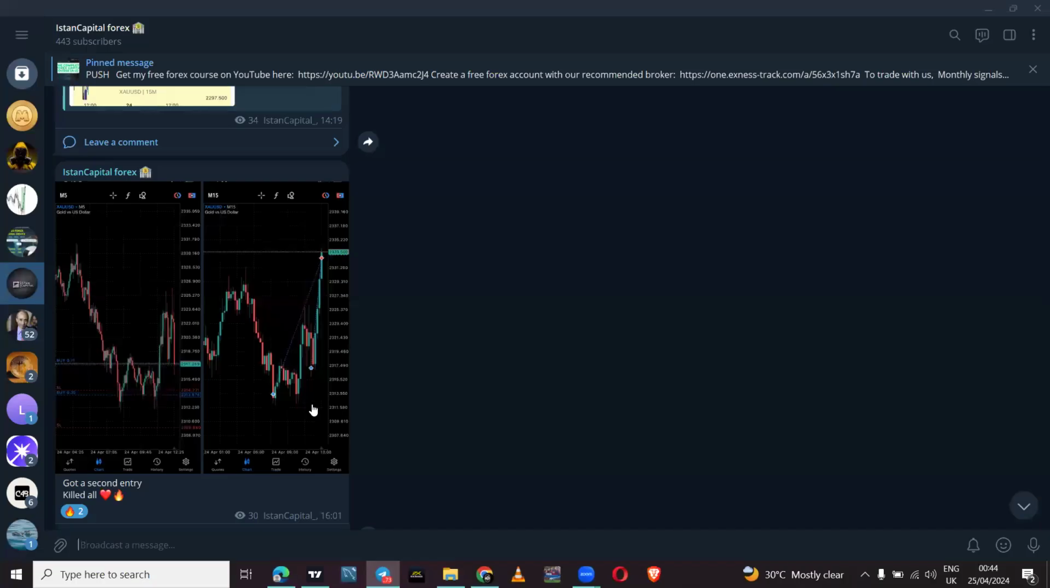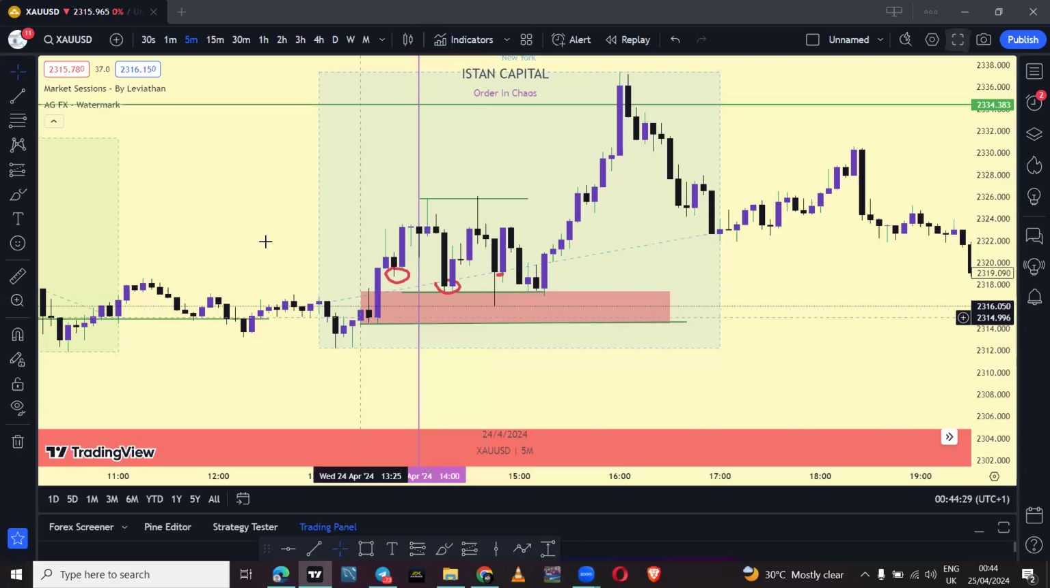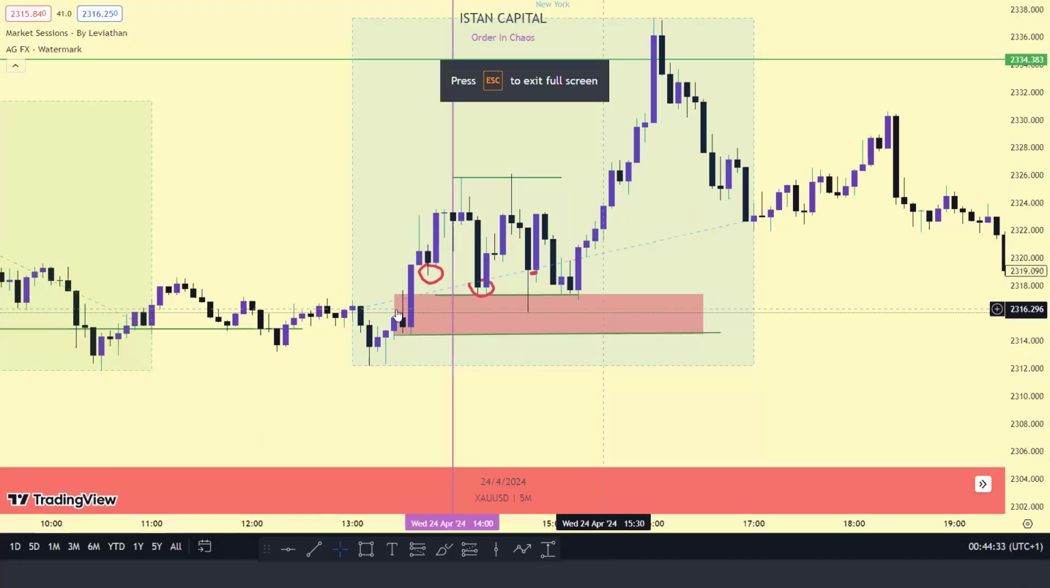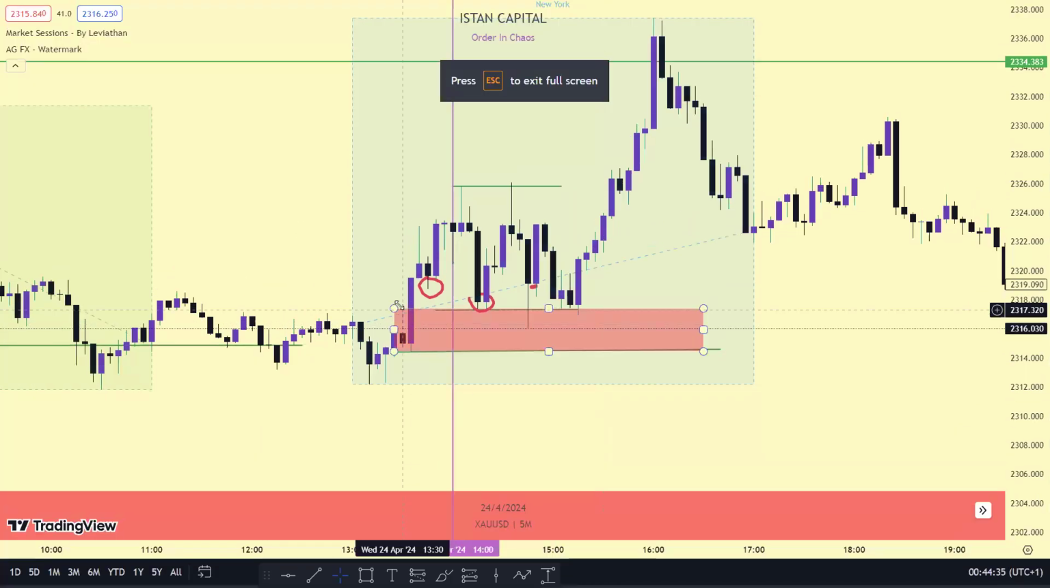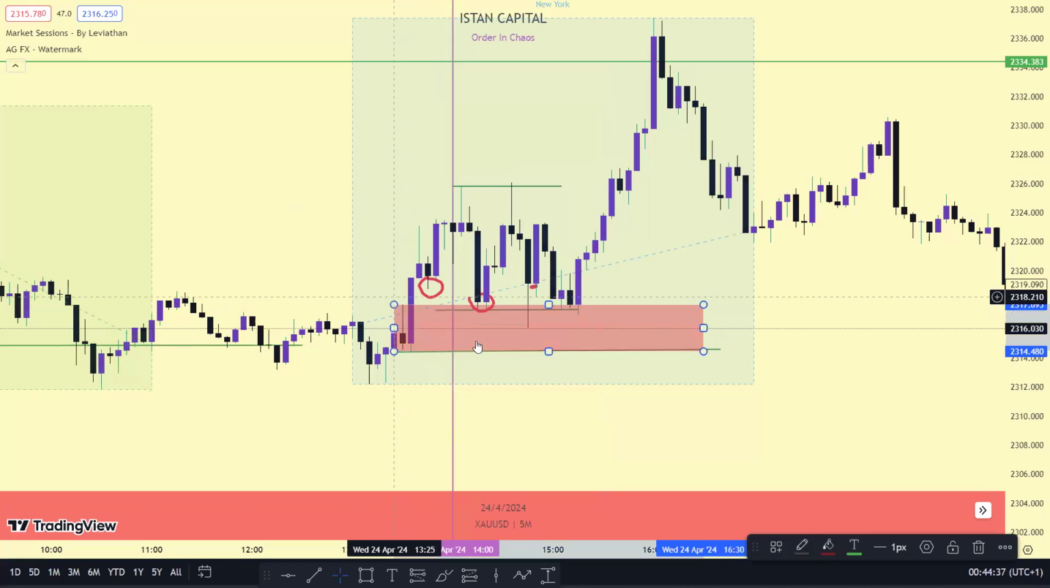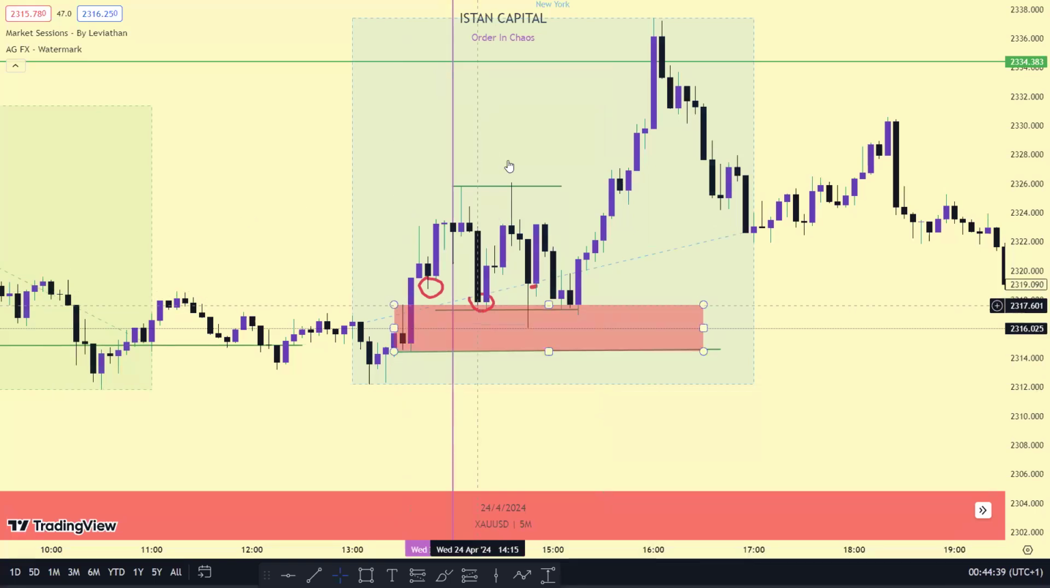I don't just trade fair value gaps blindly. I don't do that. I need liquidity to move into that zone. The fair value gap acts as my point of interest, accompanied with the demand zone right here. And now I need the market to engineer liquidity.